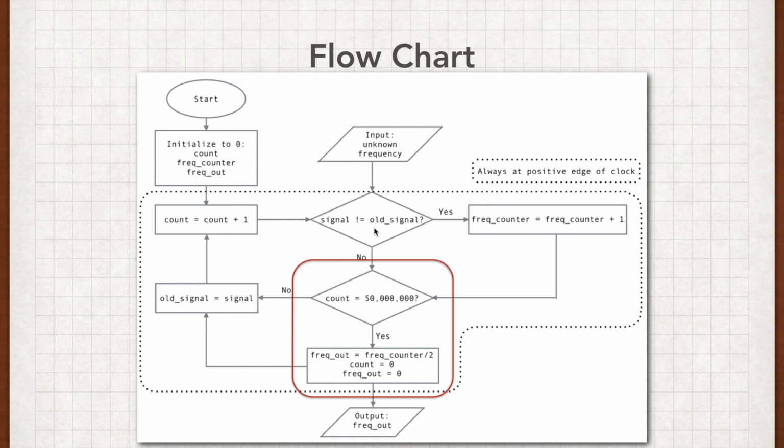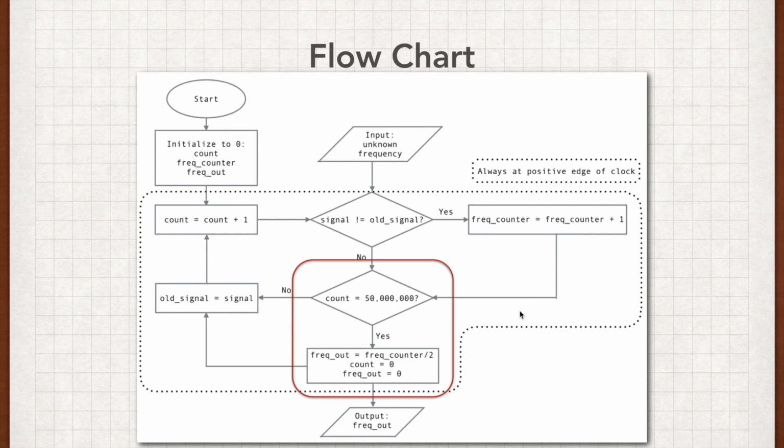Okay, so if all of a sudden we see a falling edge or a rising edge, then the signal will be different from the old signal, which is coming in from here. So this new signal will be different from the signal that we previously put in here. If it is different, then we're going to go this way with the loop. We're going to say frequency counter equals frequency counter plus 1. So we're just going to add 1 to the frequency counter.